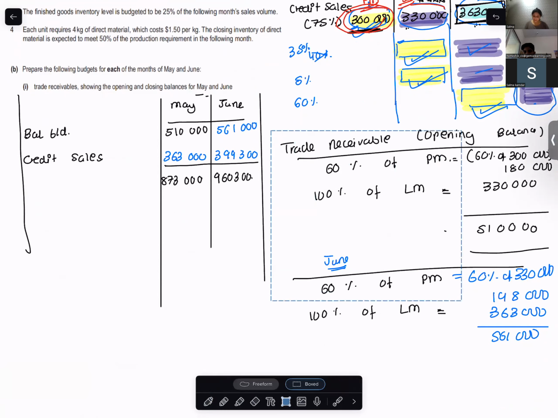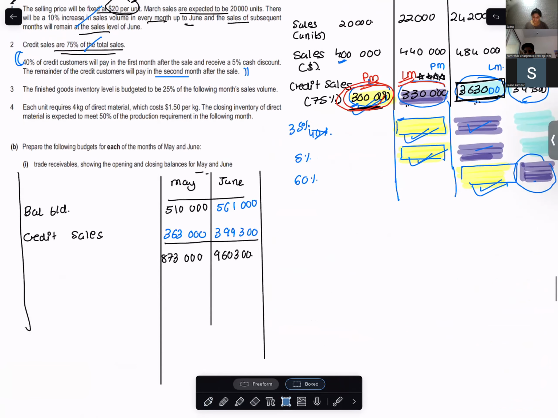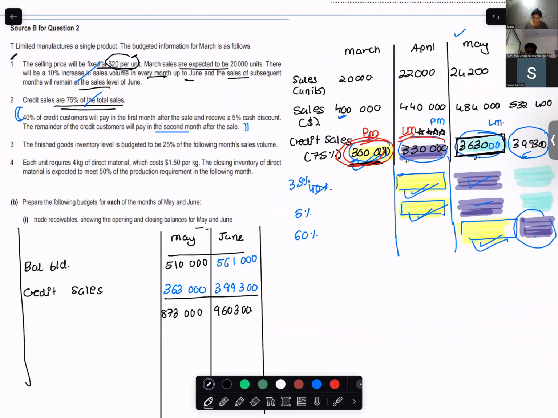Now we'll talk about the bank and the discount allowed. We want May and June, right? So in the month of May, when I'm talking about my bank receipts, what I am going to receive is 35% of the last month, and I'm going to receive 60% of the previous month. So in the month of May, bank receipts, what will it be? Come on, tell me.